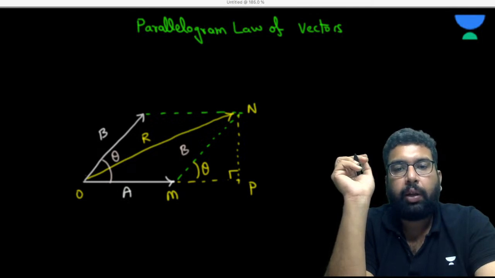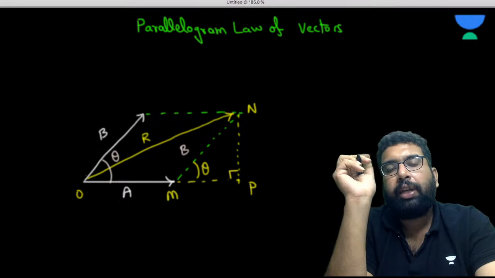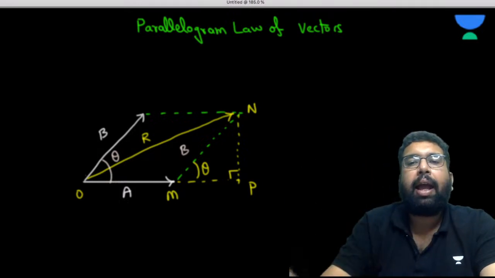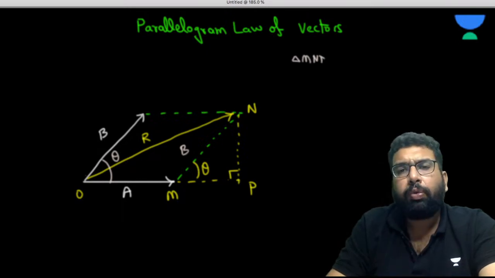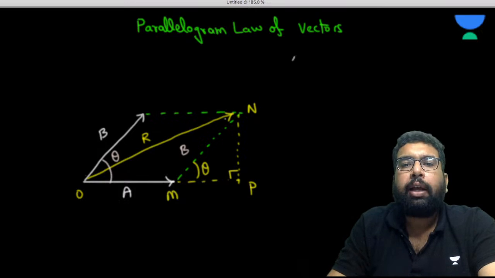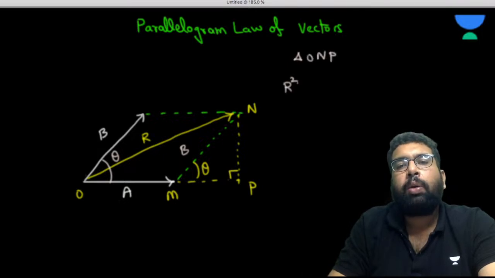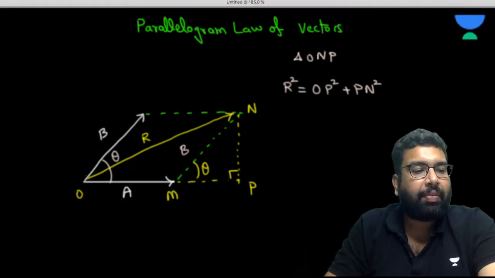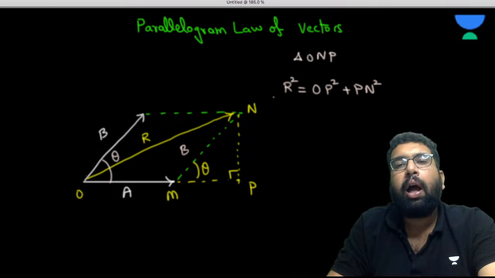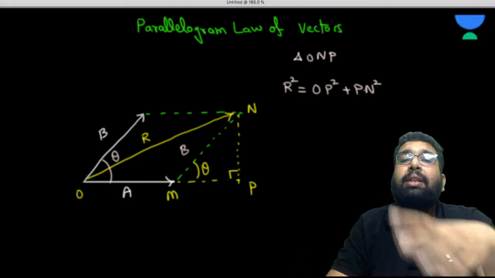Now please observe. We have made one more triangle, and we want to find this R. Can you observe that in triangle ONP we can easily apply the Pythagoras theorem? So can we write R square is equal to OP square plus PN square? Definitely, we can do that. R square is equal to OP square plus PN square.